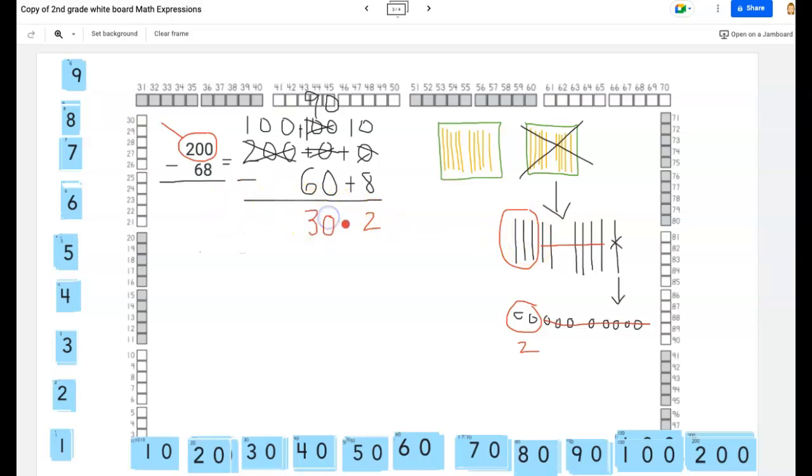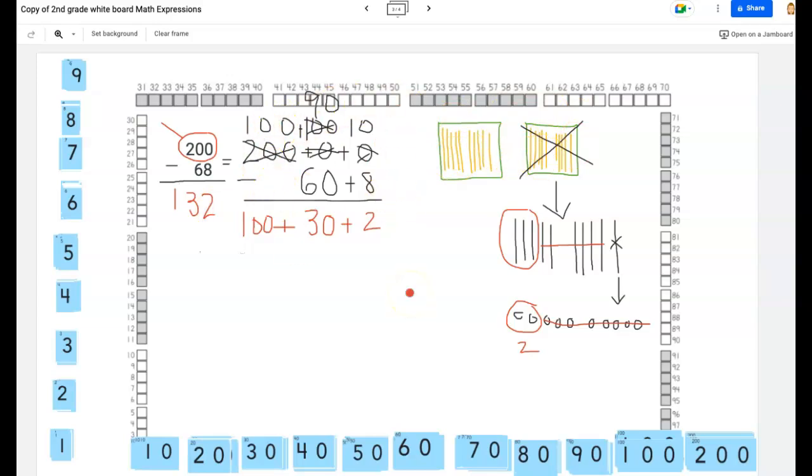Okay. And lastly, how many groups of 100 am I left with? I don't have 2 anymore. I only have 1. So there we have it. 100 plus 30 plus 2. 100, 110, 120, 130, 131, 132. So we solved the equation. We used a proof drawing and we used expanded form.